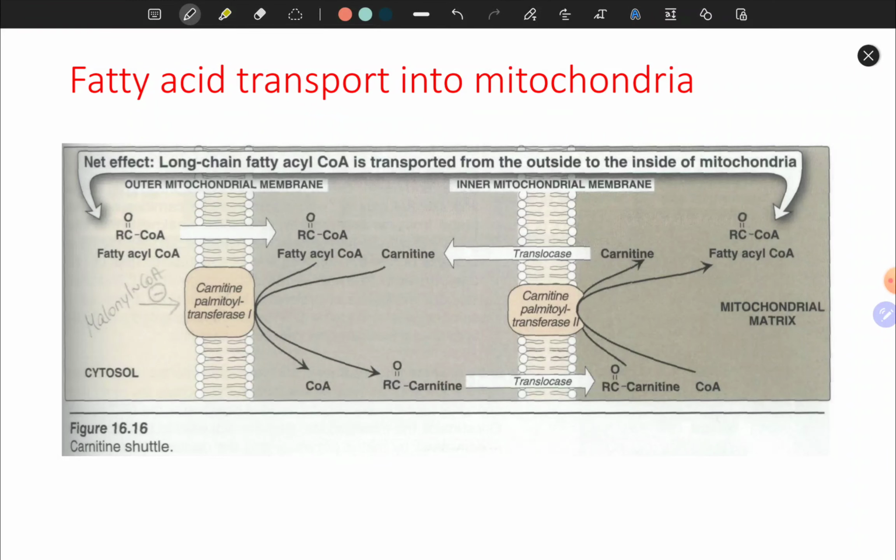Look at this diagram. Just write simple notes. Simple notes.